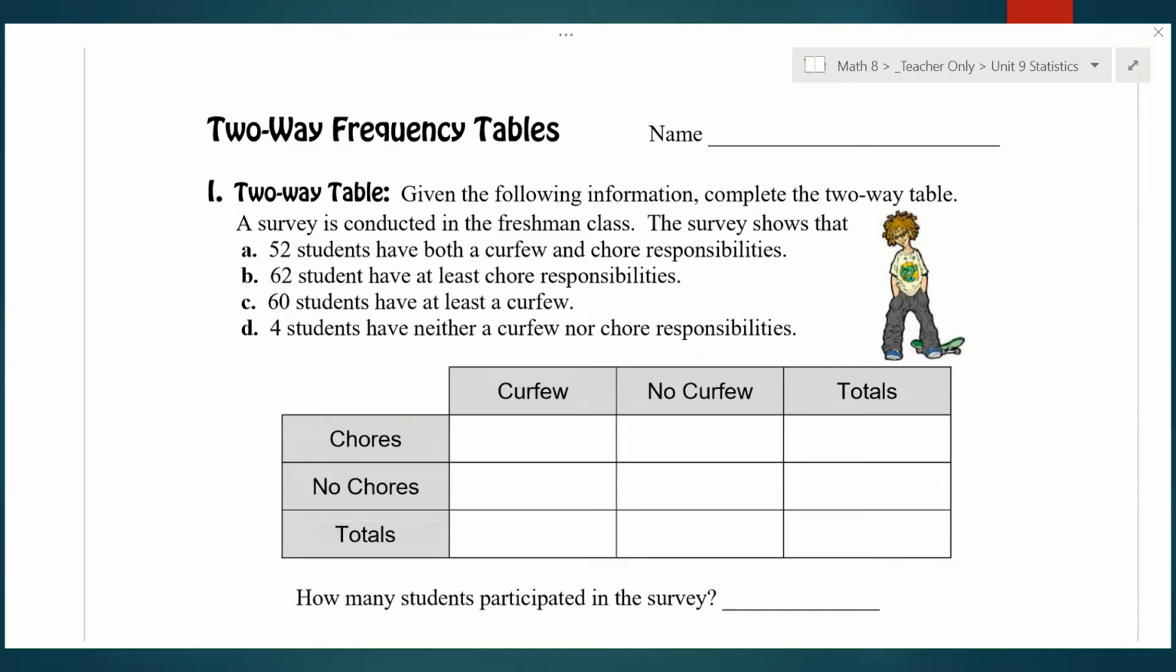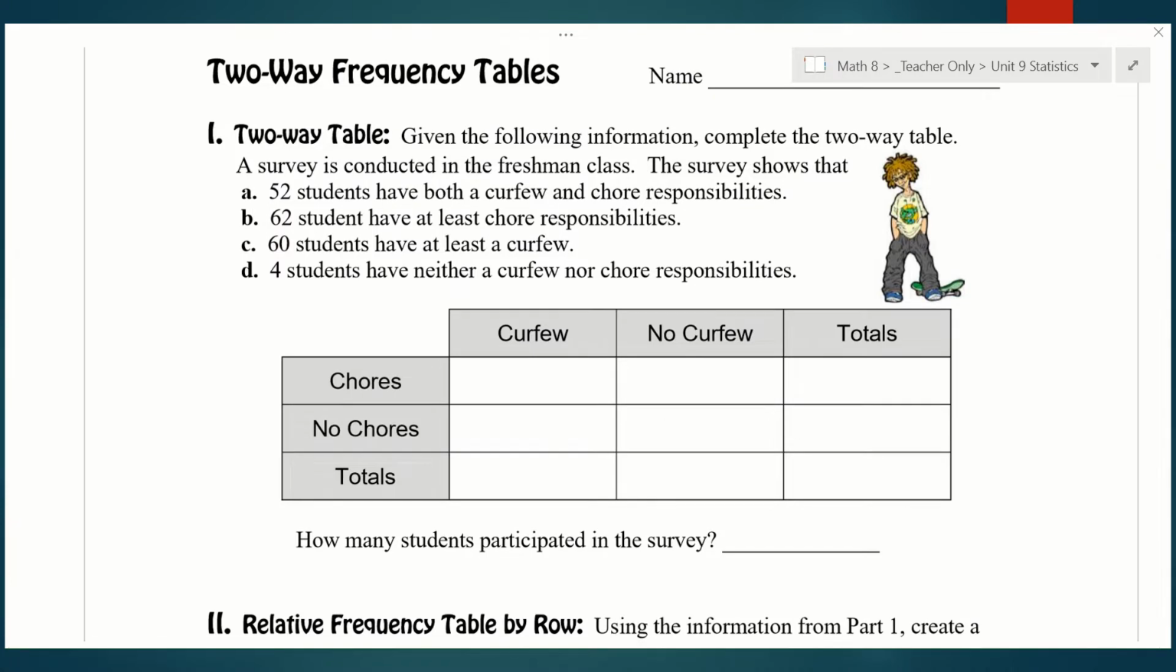If you look at the blank table that's given to us, we can see that across the top we're talking about curfew versus no curfew. So our two columns are curfew and no curfew. Our two rows are chores and no chores, and then obviously we have our totals on the ends there.